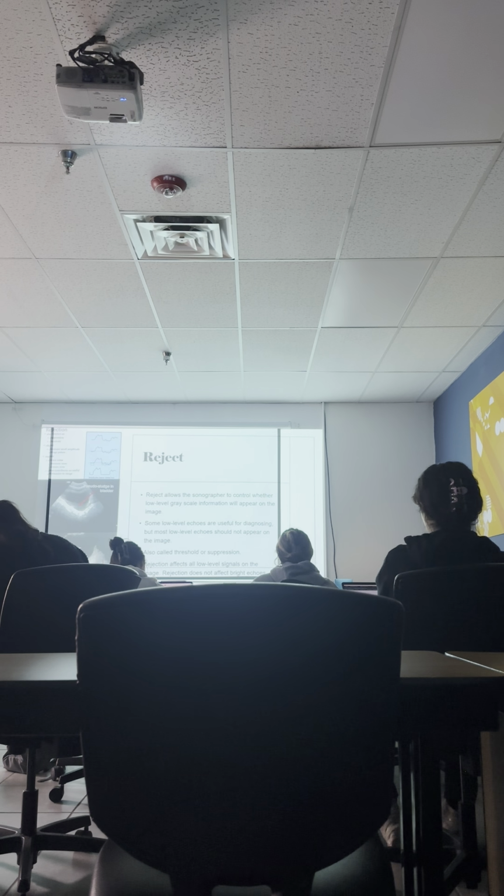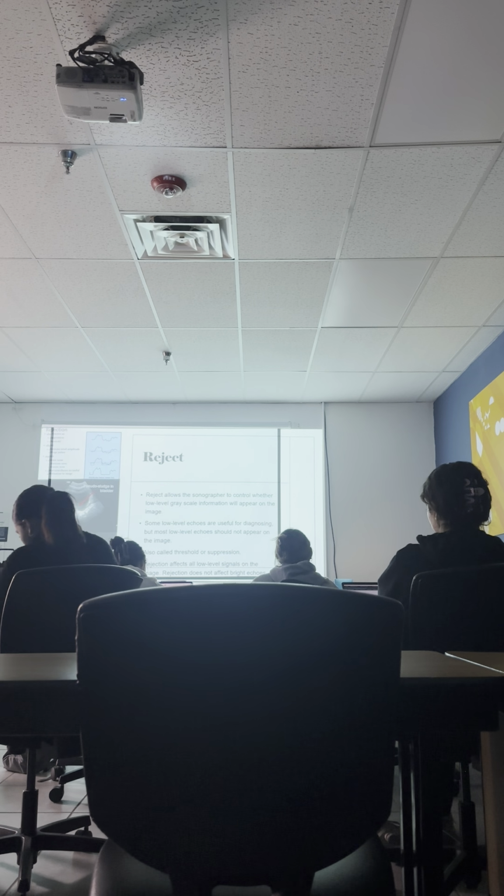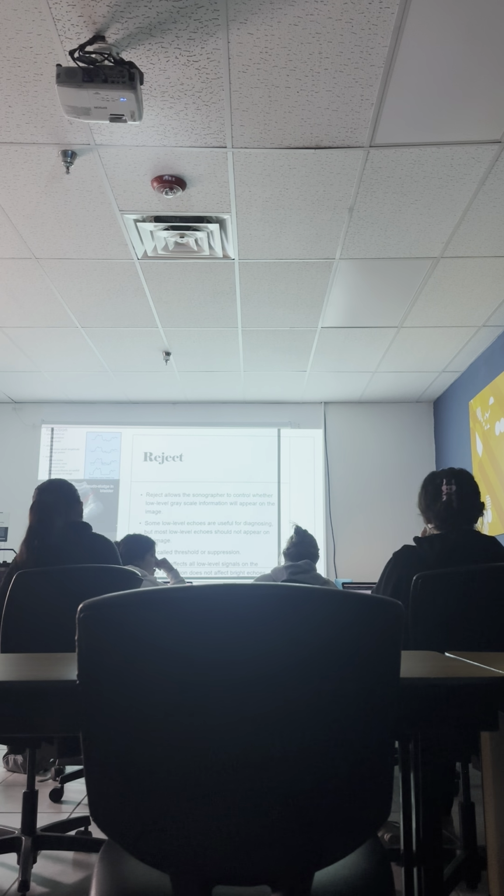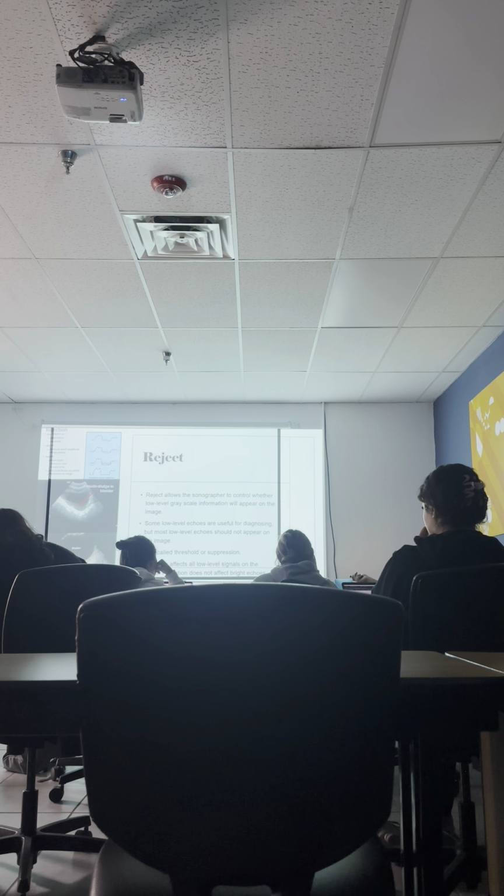So how would you fix it on a machine? There's a knob or a button that says reject. Is this like what you were telling me about the gallbladder? Yes. I would increase the reject. Reject affects all low level signals on the image.